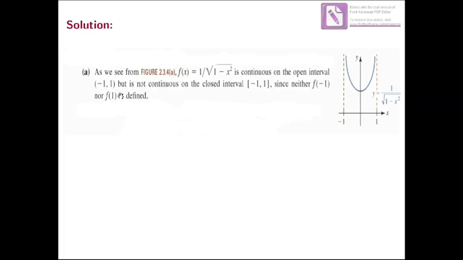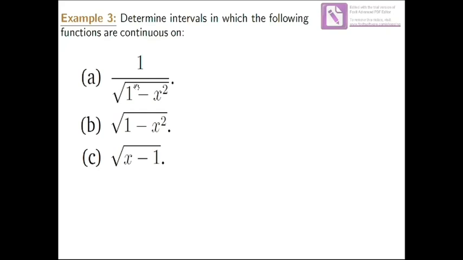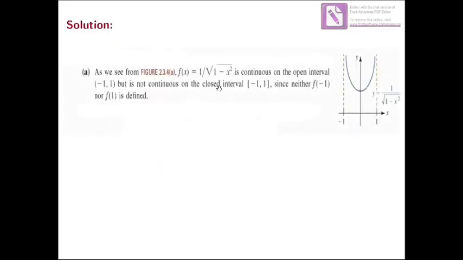But why don't we take the closed interval? Because if you take the closed interval and substitute here f(1), it will be 1 over root of 1 minus 1, which is 1 over 0, which does not exist. Similarly, f(minus 1) will be 1 over root of 1 minus minus 1 squared, so it will be 1 minus 1, 0, and 1 over 0 does not exist. So that's why we need to take it just in the open interval, which is from minus 1 to 1. And here we have the graph of our function 1 over root of 1 minus x squared. It is continuous in the open interval minus 1 to 1.